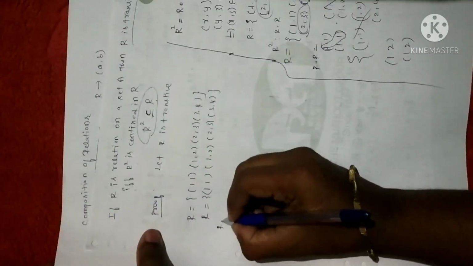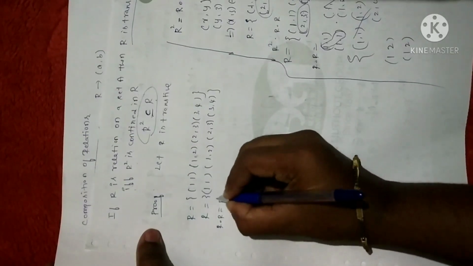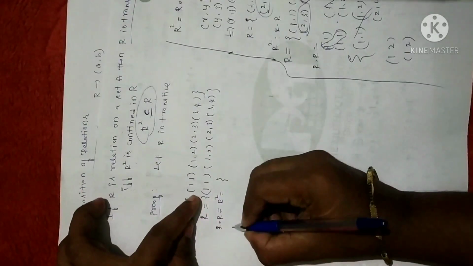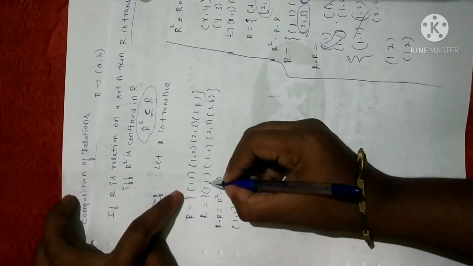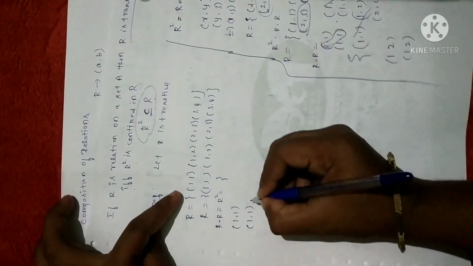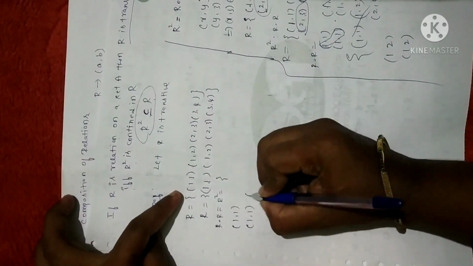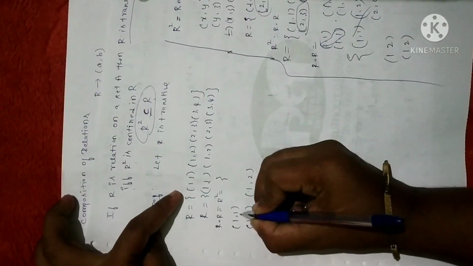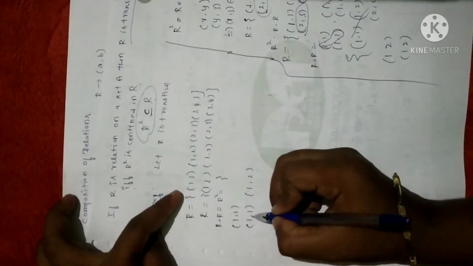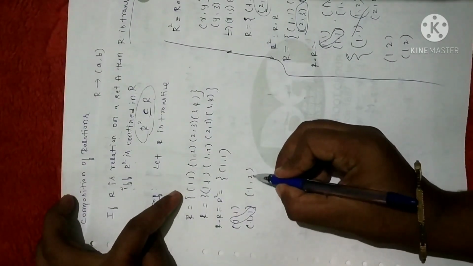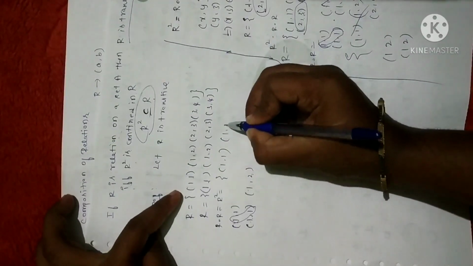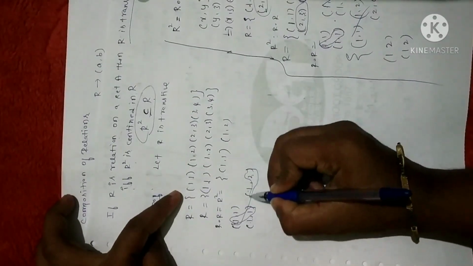Now let me write R composition R, or R square. First I have taken (1,1) from this first relation. Again the same relation I am writing. Either I have to take (1,1) or I have to take (1,2). Why? Because the continuation element should be there. If you take this element, you will get (1,1) in R square. If you take this element, you will get (1,2) in R square.